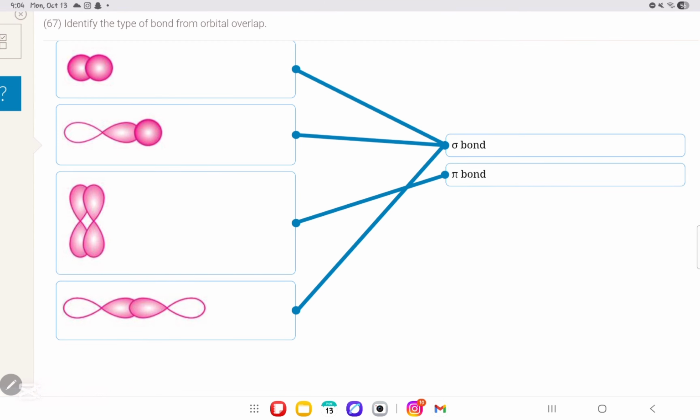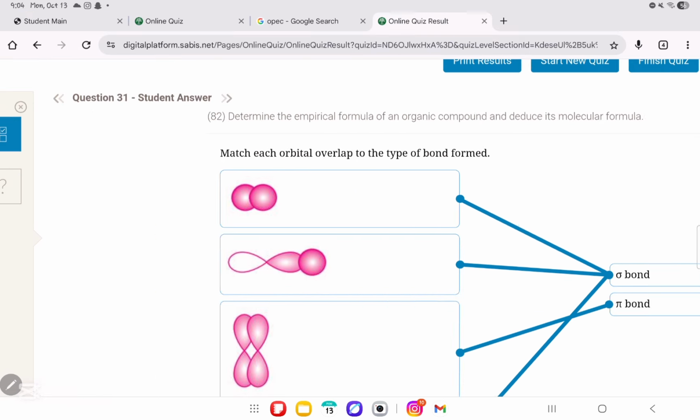And then last but not least, this is only one intersection. That means it's a sigma bond. We move on to question number 31.